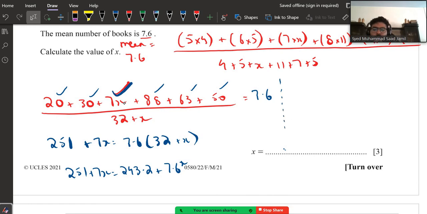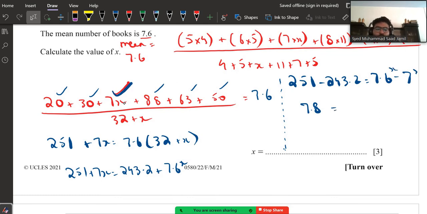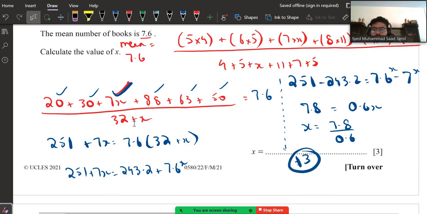Now let's bring all the x's to one place. 251 minus 243.2 is equal to 7.6 minus 7. Alright, so this is going to be 7.8. 251 minus 243.2 is 7.8, is equal to, don't forget to add x, 0.6x. So now x is equal to 7.8 divided by 0.6, which is 13. So the value of x is 13.